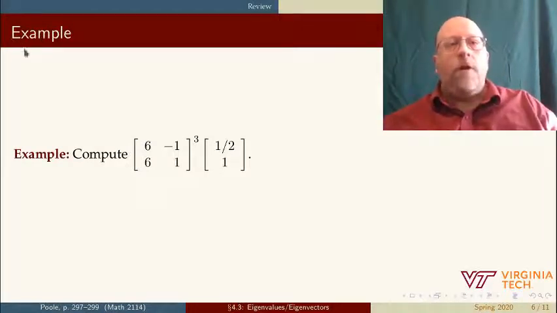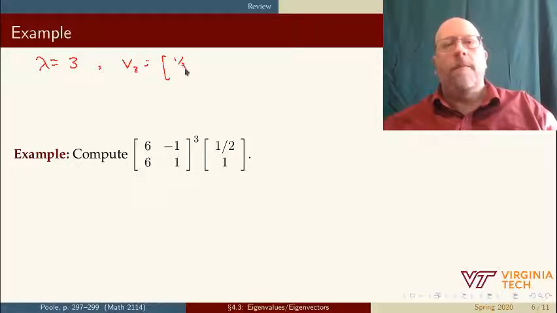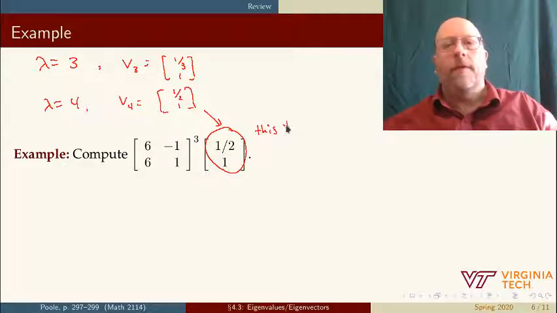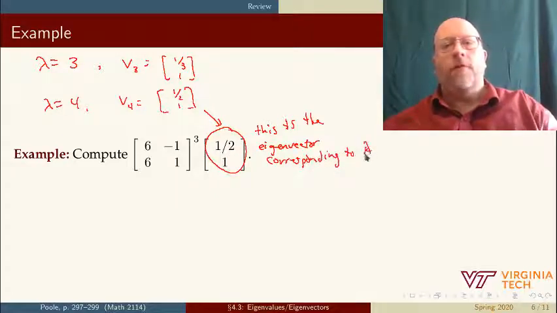So let's keep going. We know that lambda equals 3 is an eigenvalue, and its eigenvector is 1/3, 1. We know that lambda equals 4 is an eigenvalue, and its eigenvector is 1/2, 1. And that's the eigenvector we're looking at here. This is the eigenvector corresponding to lambda equals 4.